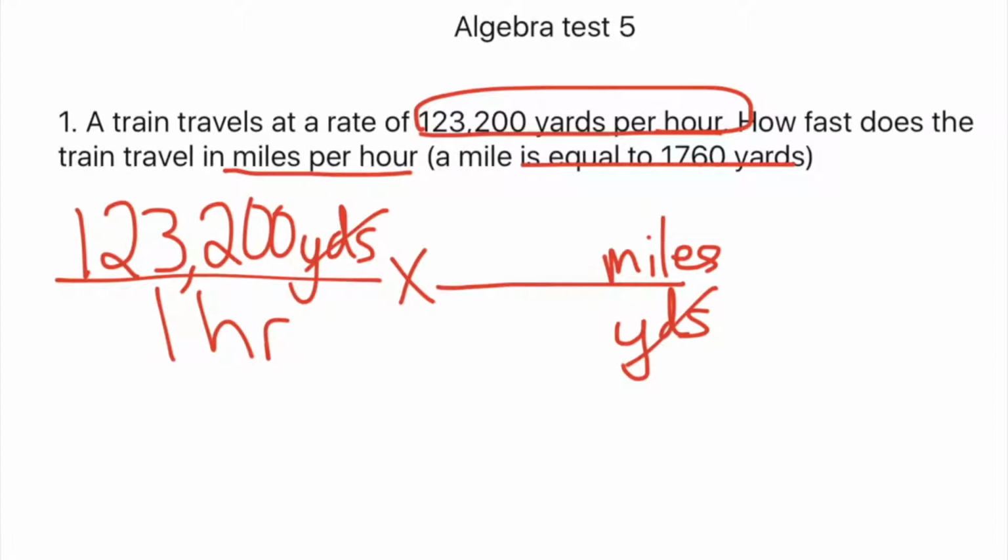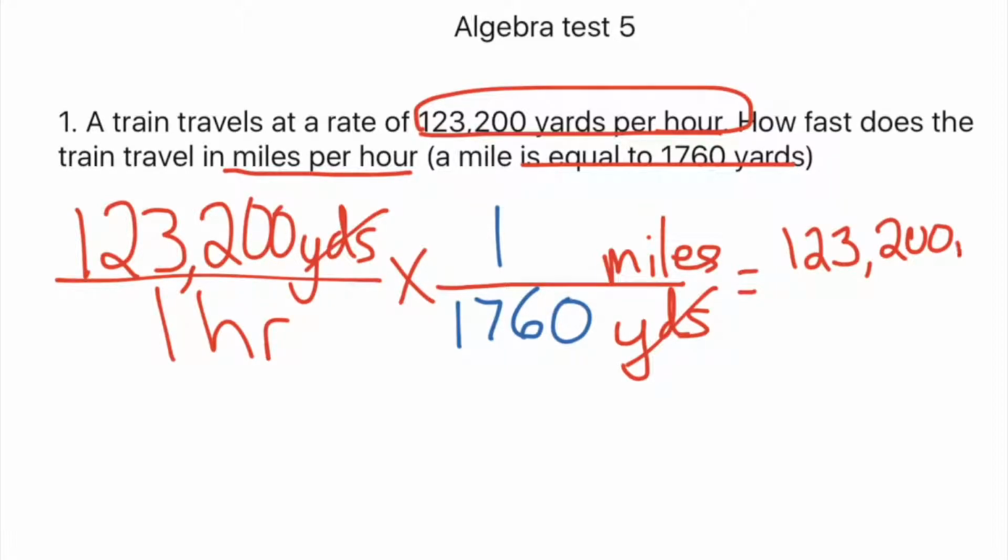But now I need to go fill in that information. We know that 1,760 yards is equal to 1 mile. So that's our unit multiplier, and now we just multiply across. So 123,200 times 1 is 123,200. We're left with miles over 1 hour times 1760 is 1760, and then we just have hour.